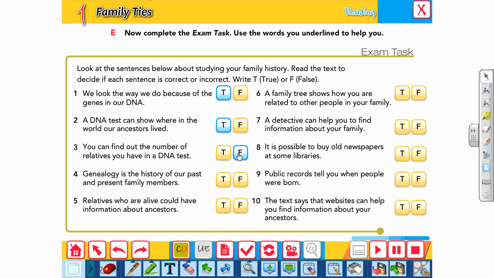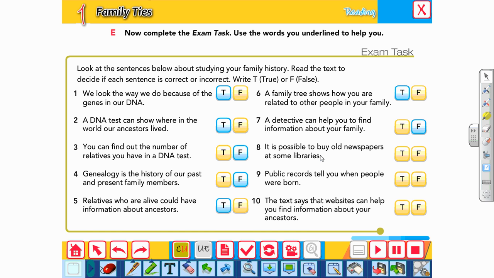Genealogy is the history of our past and present family members. True or false? False. Relatives who are alive could have information about ancestors. Is that right? A family tree shows how you are related to other people in your family. What do you think? True? A detective can help you to find information about your family. What do you think? Am I going to get a detective to help me?